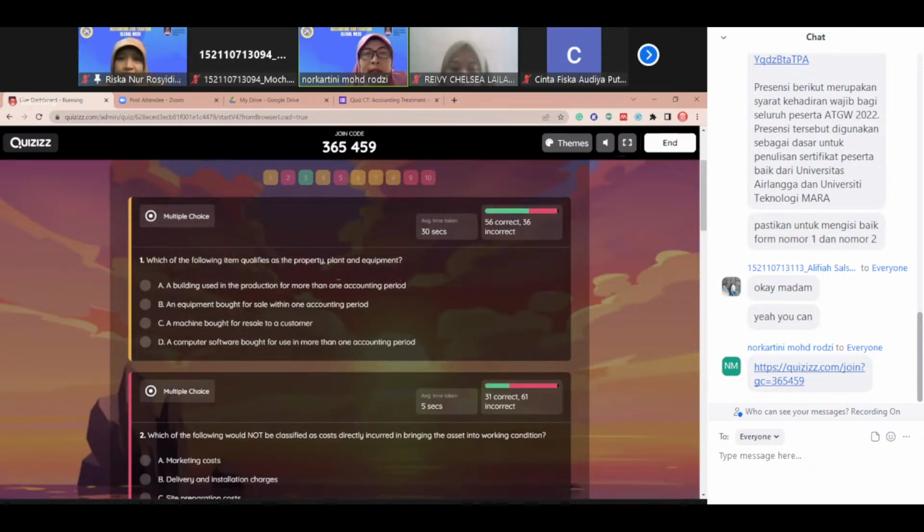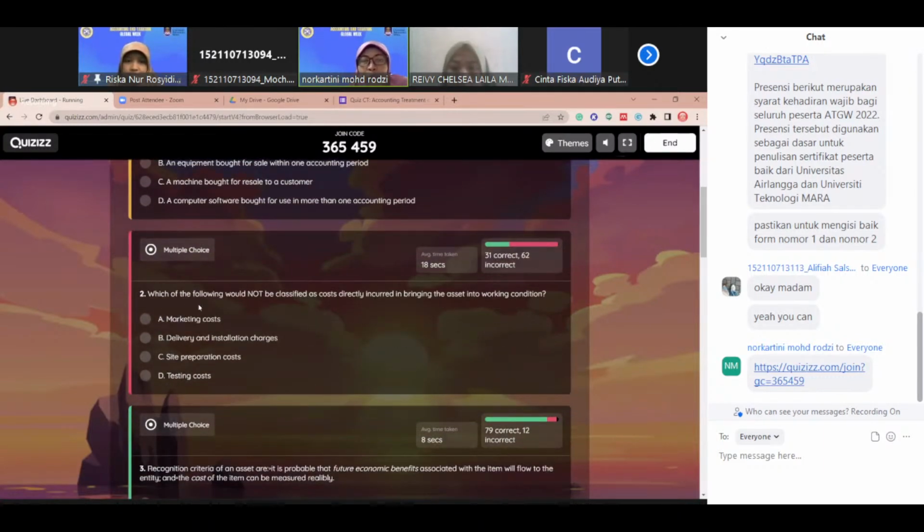Okay, question number 1, which of the following item qualifies as the property, plant, and equipment? 57 correct answer, 36 incorrect. Which one? Ravi, the correct one. What is the correct answer? A building used in the production for more than one accounting period. Betul, Ravi? Betul. Okay, A, right?